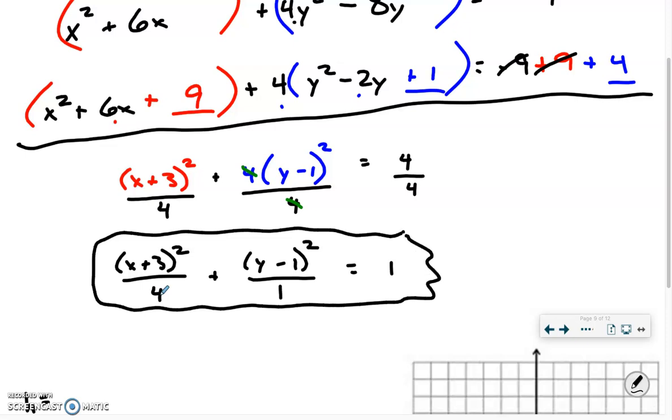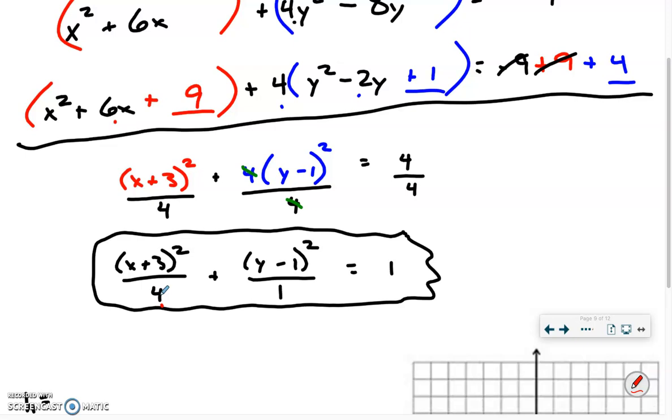So this is where we're at in terms of the standard form. We have it. Now at this moment, we absolutely can identify whether it's horizontal or vertical. Remember, what we're looking for is: is the larger denominator under the x term, or is the larger denominator under the y term? So when I'm looking at my denominators, 4 and 1, obviously 4 is larger.